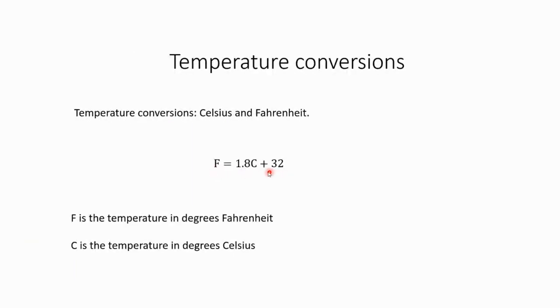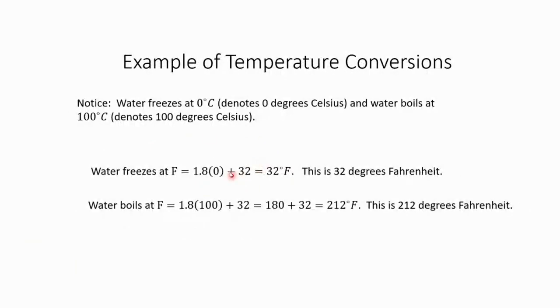In the equation, we have a C here. We plug in 0 for C. We multiply by 1.8, then we add 32. And so, of course, just by direct calculation, you're going to get 0 plus 32. So we get 32 degrees Fahrenheit. So that's what we get here. 32 degrees Fahrenheit.